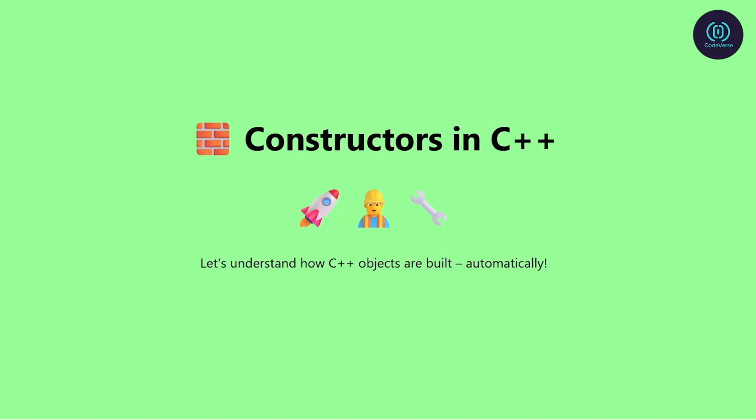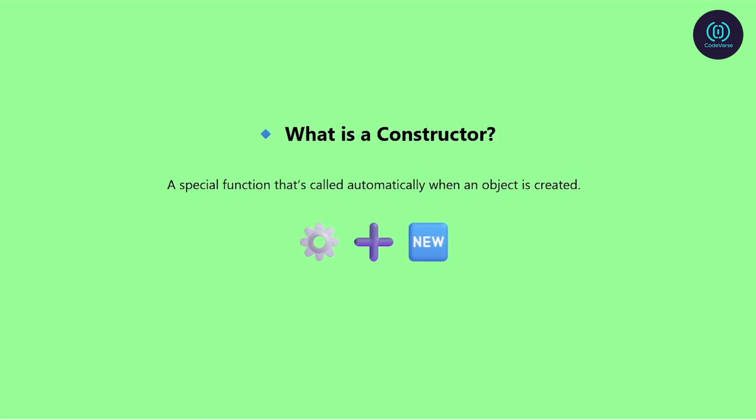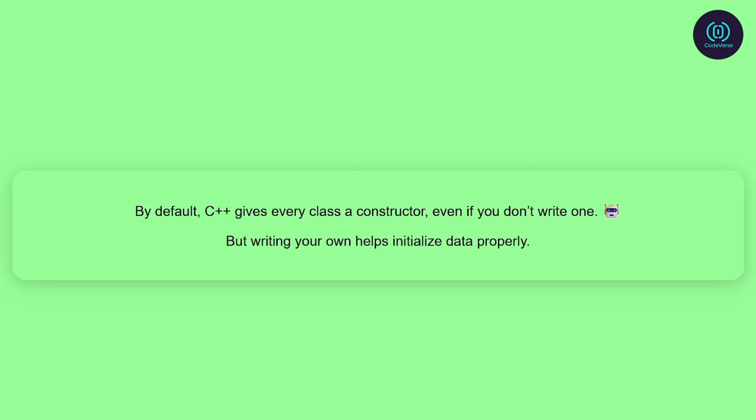Let's talk about constructors, one of the most important features of any C++ class. A constructor is a special function that runs automatically when you create an object. Think of it like the startup script of your object. By default, C++ gives every class a constructor, even if you don't write one. But most of the time, you'll want to create your own so you can initialize data properly.